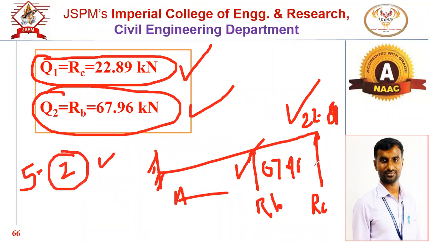Once you get the 2 reactions, RC and RB, the remaining reactions at support A will be the vertical reaction at A and the unknown moment at A. As no horizontal load is present on the beam, HA will be 0. HA you can directly conclude as 0. Now these two reactions we have to find out. This will be RA and the moment. Now tell me how to get these two reactions.